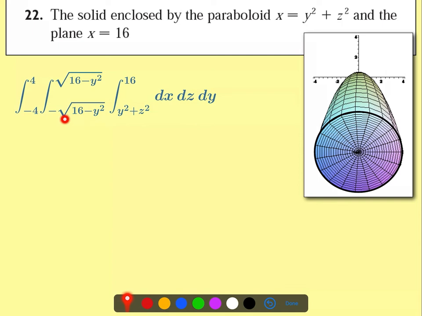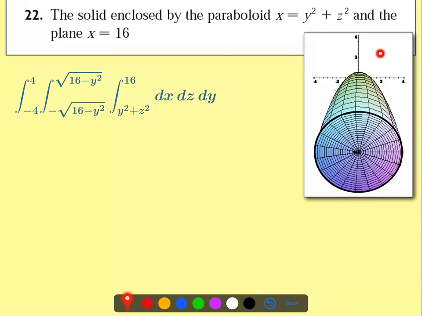And then z will go from minus the square root of 16 minus y squared to plus the square root of 16 minus y squared, the bottom of the circle to the top of the circle. So again, this setup is related to an old problem 11 we looked at with setting up the limits of integration for circles in double integrals. So we have those limits of integration, dz dy.